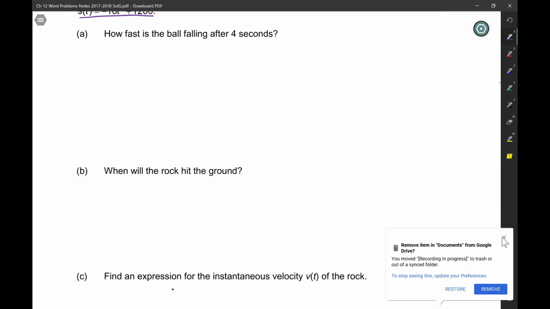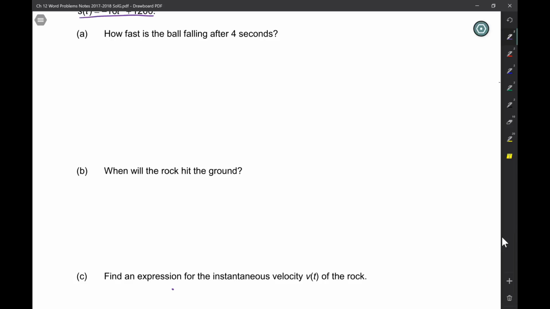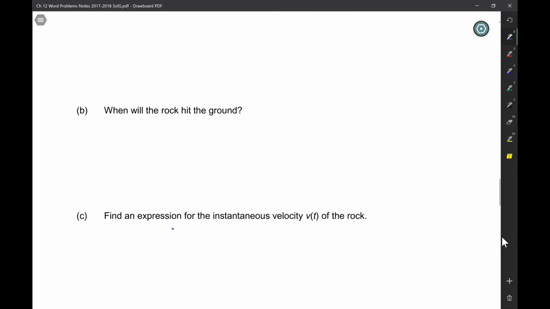Okay, how fast is the ball falling after 4 seconds? What is that asking us to find? S of 4, is it? V of 4, right? S of 4 would have been what? The position. Okay, so that's V of 4, and how do we find that? That's the slope at a point, right? Instantaneous velocity, or instantaneous what of what? Rate of change, right? Remember what I told you guys? Instantaneous rate of change, slope at a point. I still haven't tapped anyone and asked that question.